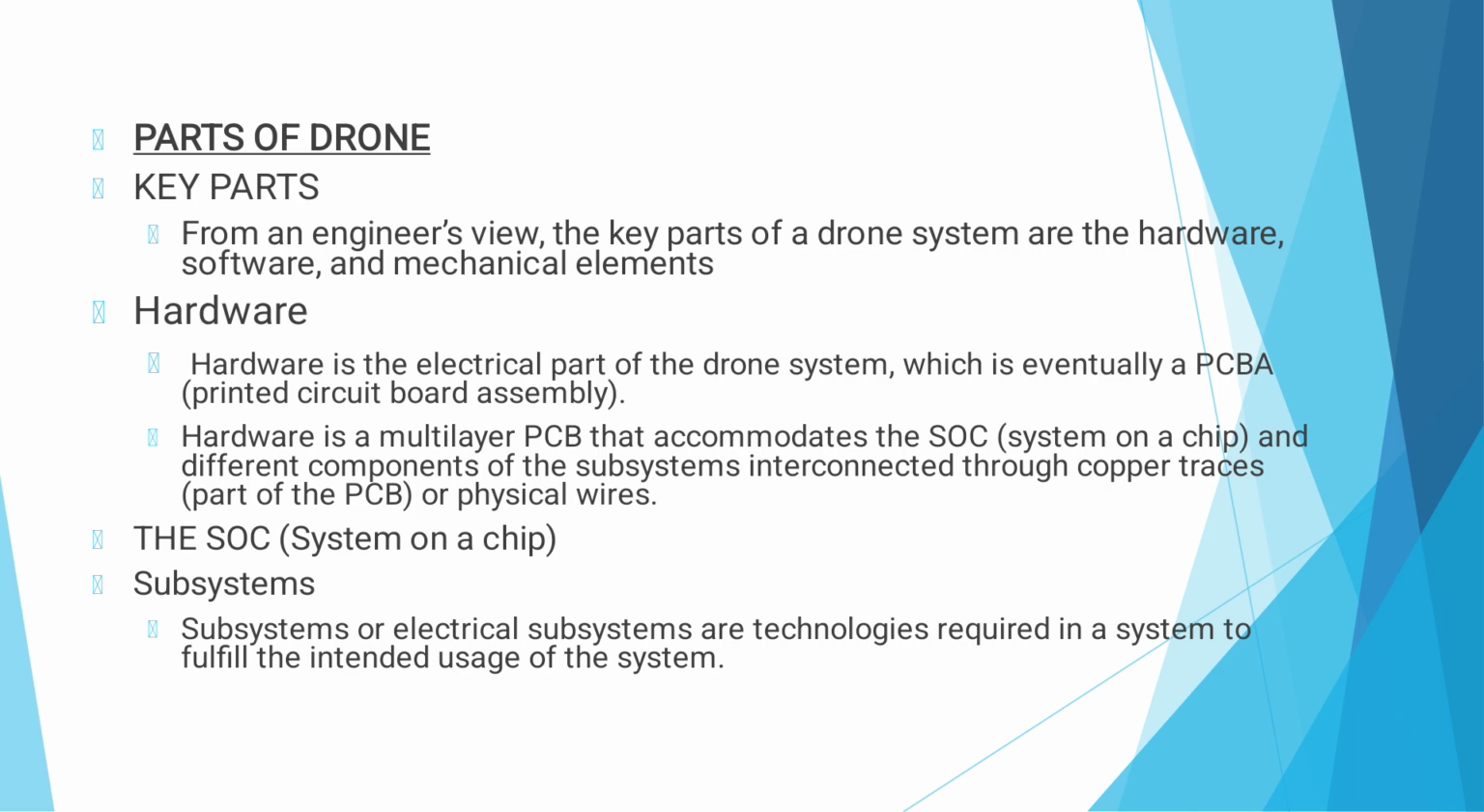Now, the parts of a drone. The first one is key parts. From an engineer's point of view, the key parts of a drone system are the hardware, software and mechanical elements. Hardware is the electrical part of the drone system, which is eventually a PCBA, that is printed circuit board assembly. The hardware is a multi-layer PCB that accommodates the SoC, that is system on a chip, and different components of the subsystems interconnected through copper traces, that is part of the PCB, or physical wire.